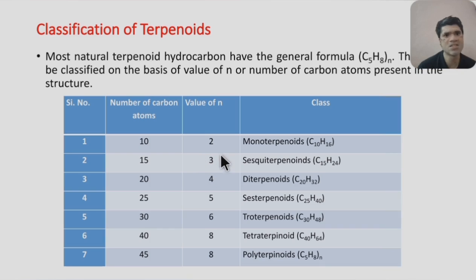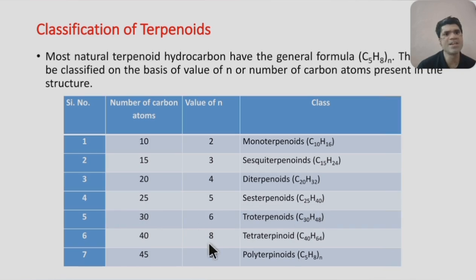When the value of n is 3, that is, when it contains 3 isoprene units, it is called a sesquiterpenoid, and the number of carbon atoms present is 15. Whenever 4 isoprene units are present, it has 20 carbons and is called a diterpenoid. When 5 isoprene units are present, 25 carbon atoms will be present and it is called a sesterterpenoid. When 6 isoprene units are present, a total of 30 carbon atoms will be present and it is called a triterpenoid.